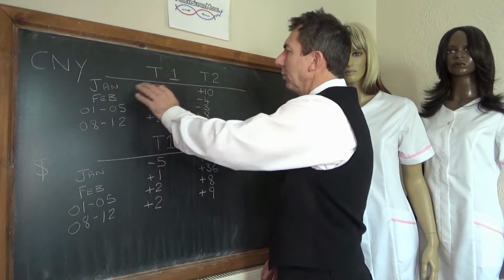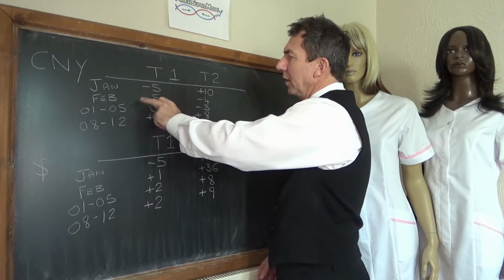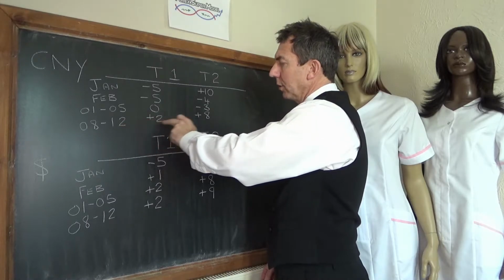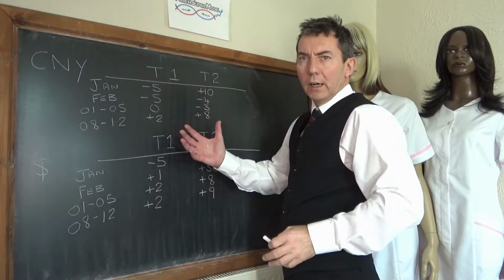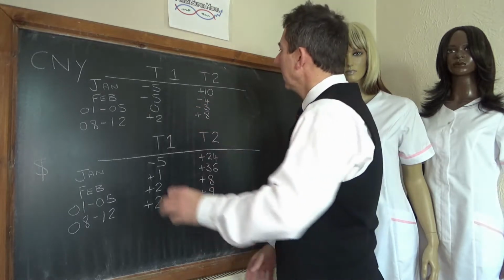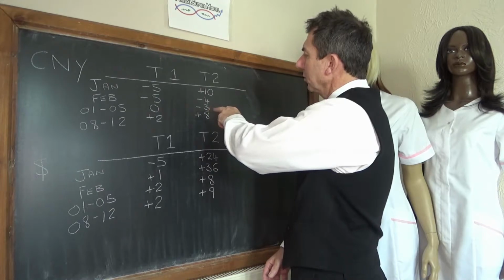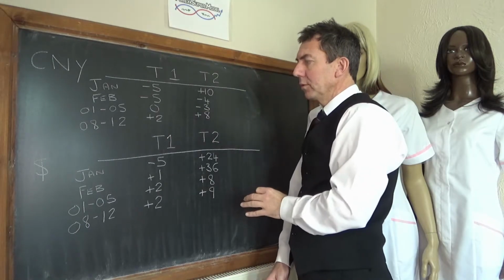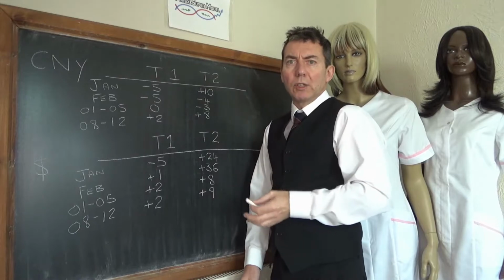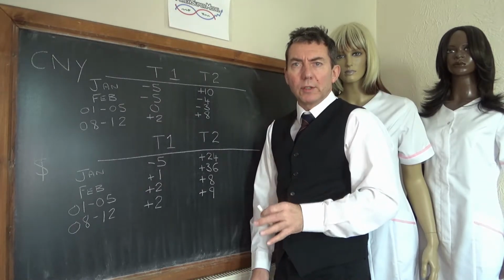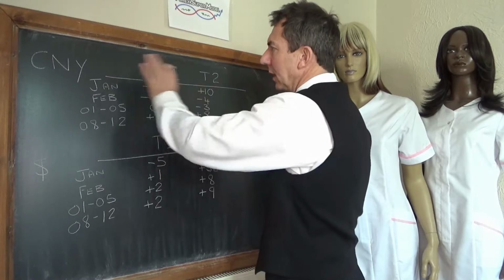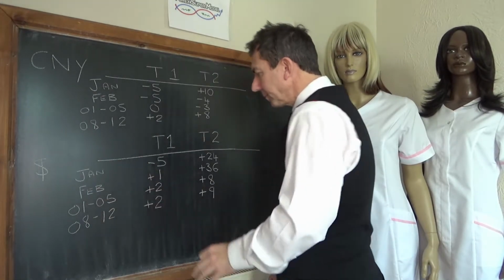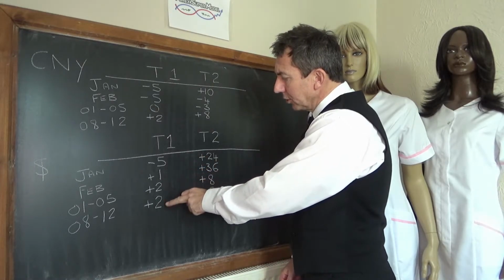China, Tier 1: January -5, February -5, first week of March 0, and 8th to 12th +2. So we've had weak Tier 1 data, which is now improving, and Tier 2: +10, -4, -3, +8. You can see that the Tier 2 data has significantly improved this week as well. Now this ties in with our general approach to the trading. We're going to analyze it later, but initially the China data cycle is on the up.